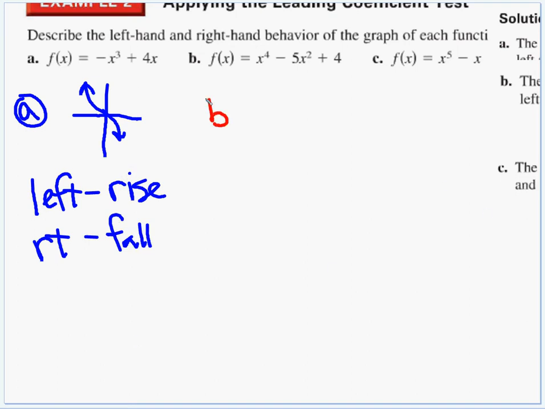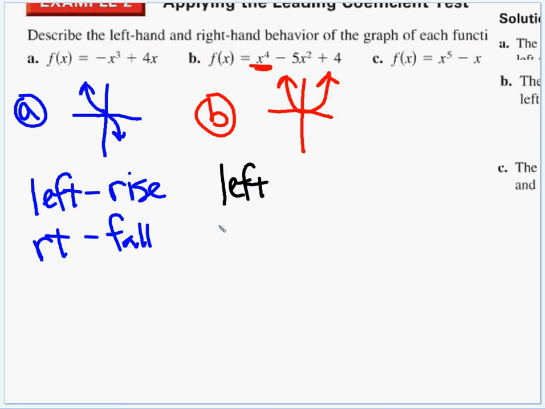Letter B. X to the fourth. Highest power there, so that's x to the positive power. It's going to be parabolic, opening up. So I guess we could write this a little quicker. To the left and to the right, the graph will rise.